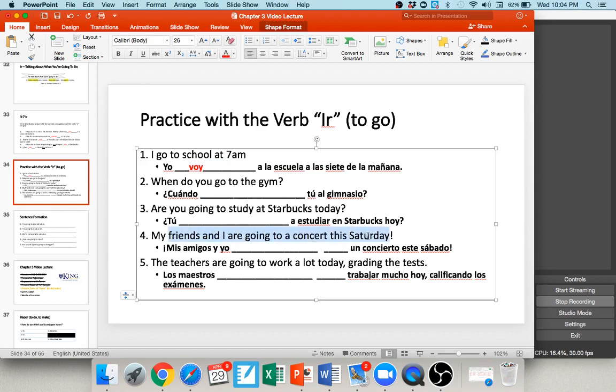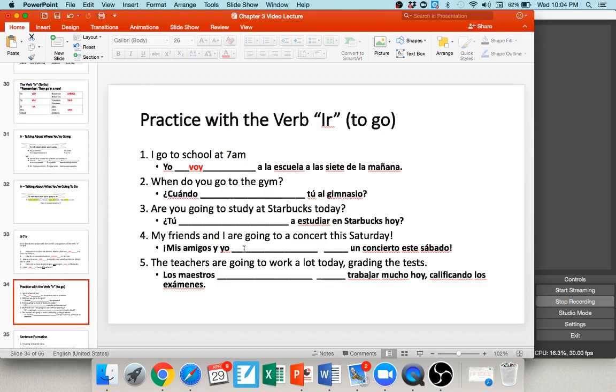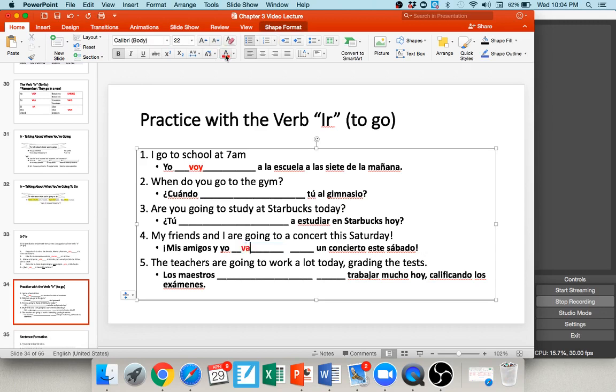Look down at number 4. It says, my friends and I are going to a concert this Saturday. My friends and I, mis amigos y yo. To say we go, you need to find the correct ir conjugation that goes with we. We in Spanish is nosotros, and vamos is the correct conjugation. So we're going to say that mis amigos y yo vamos.